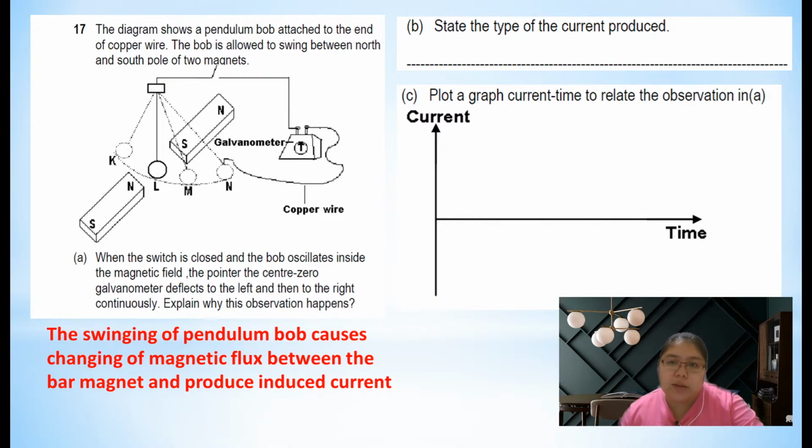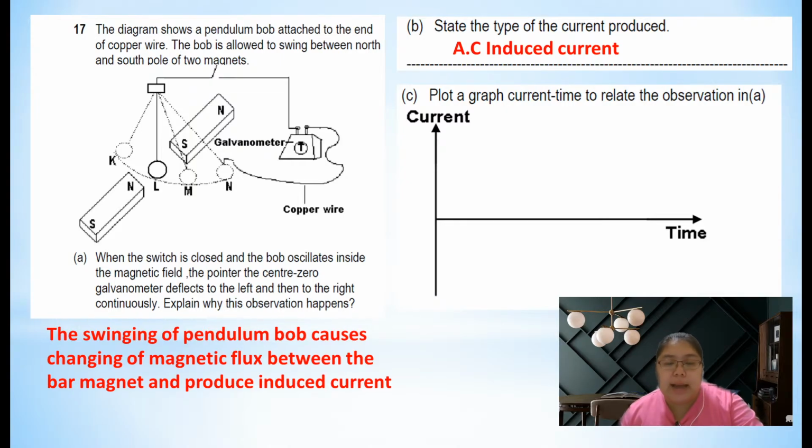Can you state the type of current they produce? So galvanometer, how does it deflect? Does it always deflect to the right, or always deflect to the left? The answer should be left and right, because the bob will go to the right and go to the left. So that means they're swinging. So you find the galvanometer will deflect both sides. So this current is called what? We call it an AC induced current. Okay, there's an AC induced current.